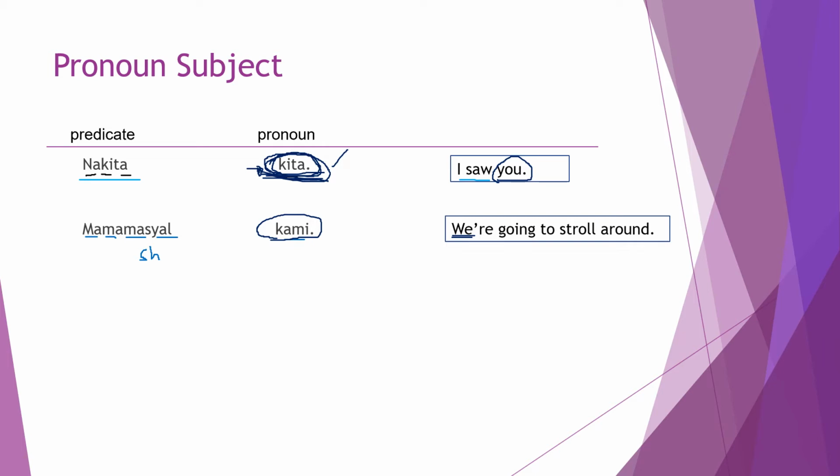Again, kami, we. The word mamamasyal can be translated in English as to stroll around, to go somewhere. You use this when you want to say that you're going to hang out somewhere or have some fun. Mamamasyal, like you stroll around.